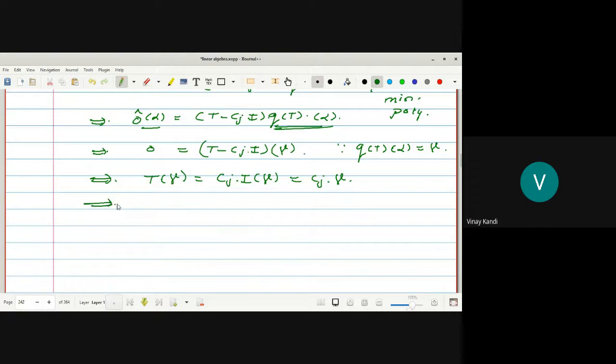We still have plenty of things to do, so don't feel it is difficult. Okay, so T of gamma is equal to cj into gamma. What is gamma? Q of T of alpha.